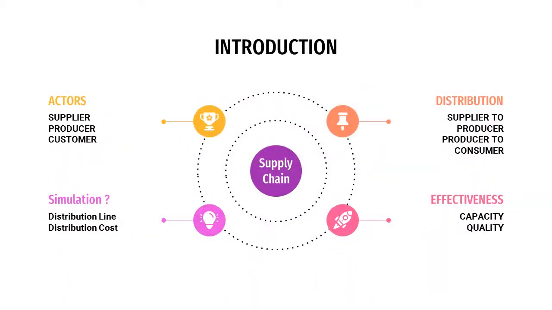In our research, we found that supply chains are affected by four factors. The first one is actors, that consist of suppliers, producer, customer. The second one, the distribution: how could the supplier deliver to producers and producer deliver to consumers? The third one is effectiveness. Distribution has a capacity and quality, and how to know that the capacity and quality give satisfaction for actors and distribution? It is a very complex problem. So in this paper, the complex problem will be solved by simulation for distribution line and distribution cost.